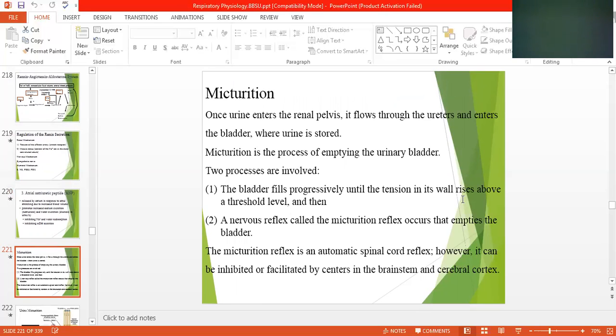Micturition means urination. Once urine enters the renal pelvis, it flows through the ureter and enters the bladder where urine is stored. Micturition is the process of emptying the urinary bladder. Two processes are involved. The bladder fills progressively until the tension in its wall rises above a threshold level, and then a nervous reflex called the micturition reflex occurs that empties the bladder. The micturition reflex is an autonomic spinal cord reflex. However, it can be inhibited or facilitated by centers in the brain and cerebral cortex. So it is controlled from two places, one from the spinal cord and one from your cerebral cortex.